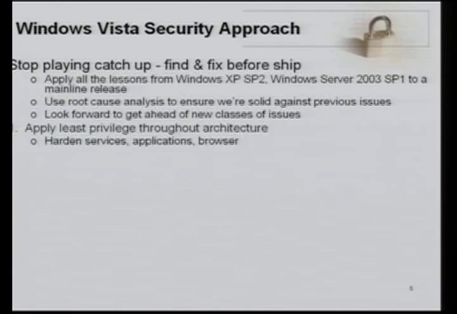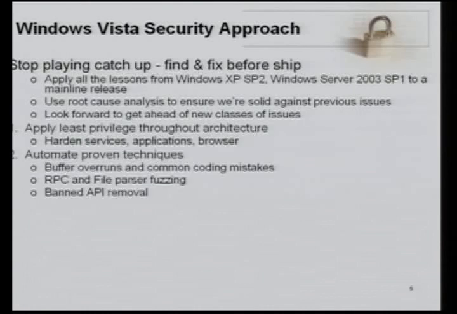So the overall security approach, the way I like to think about it, is really four major tactics. The first is to take this concept of least privilege and apply it consistently throughout the architecture of Windows. Vista has probably the biggest reduction in privilege level of any Windows release ever. And we've taken this concept of least privilege and applied it to applications, things like the browser, and also services. And I'll spend a little bit of time talking about that.